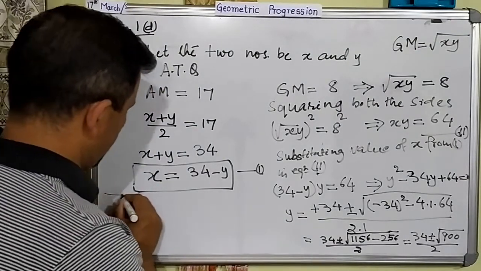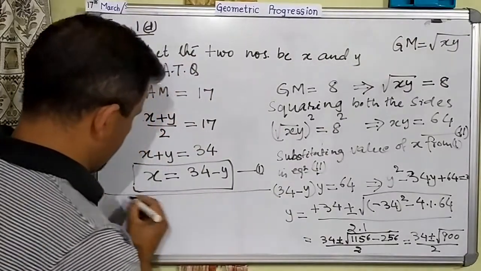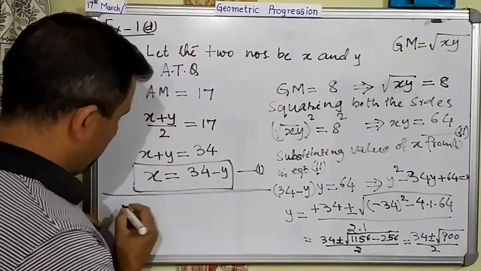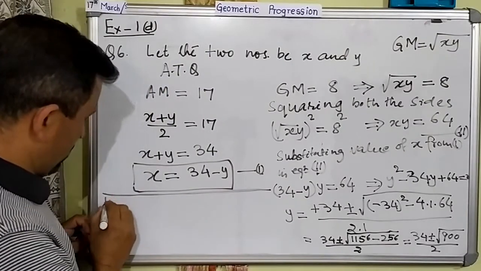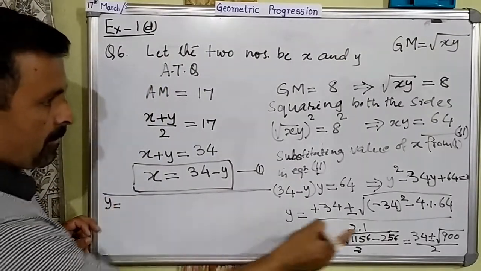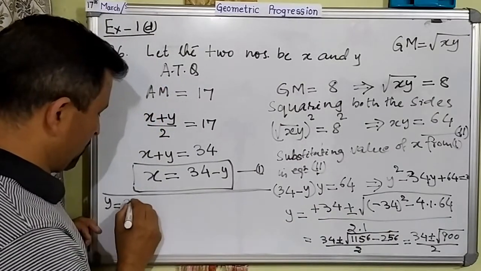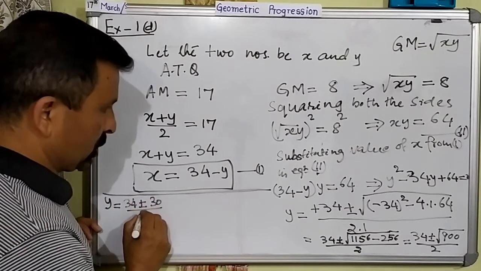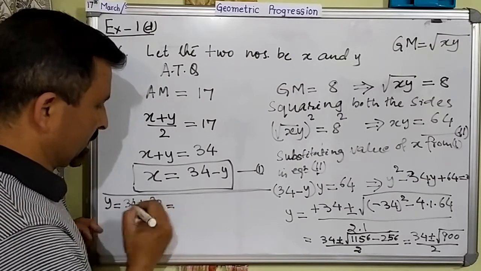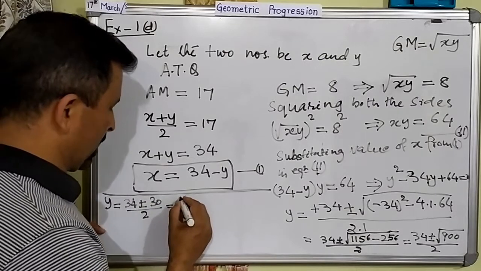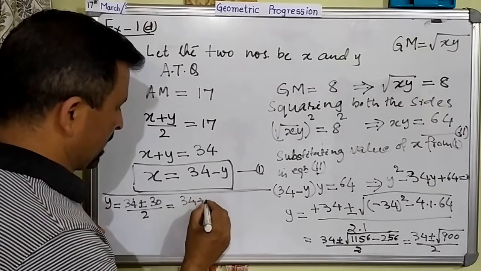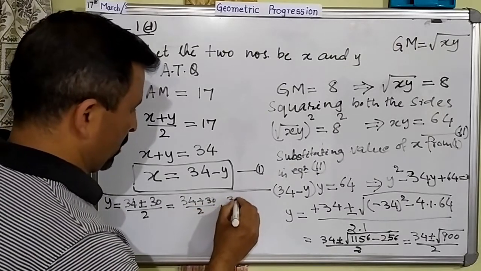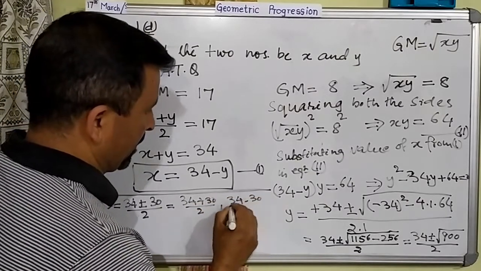Now I have very less space. I will try to adjust here, and therefore your y is equal to 34 plus minus 30 divided by 2. Okay. Now when the radical sign is removed, we can segregate the two answers. So one answer will be 34 plus 30 divided by 2. Another is 34 minus 30 divided by 2.